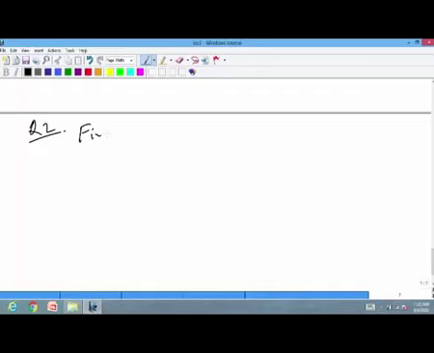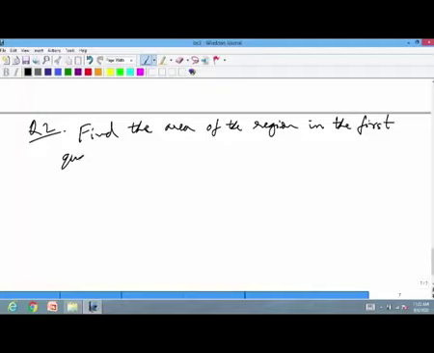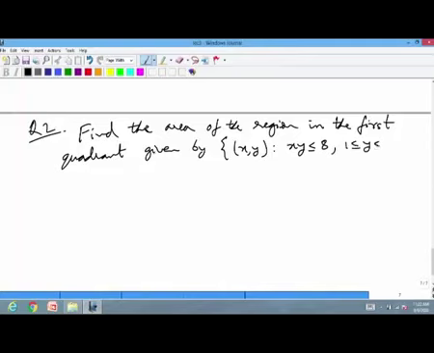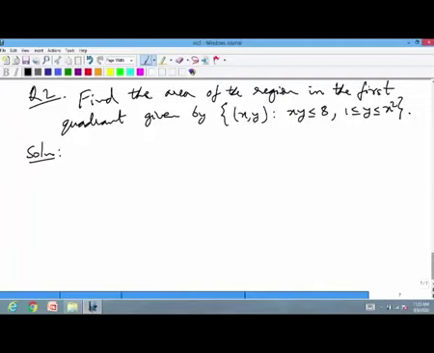Again we will find an area. So, find the area of the region in the first quadrant given by x y such that x times y is less than or equal to 8 and 1 is less than or equal to y less than or equal to x square. So, let us first draw this region.